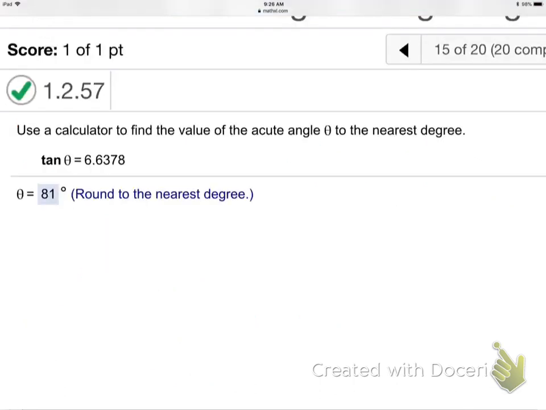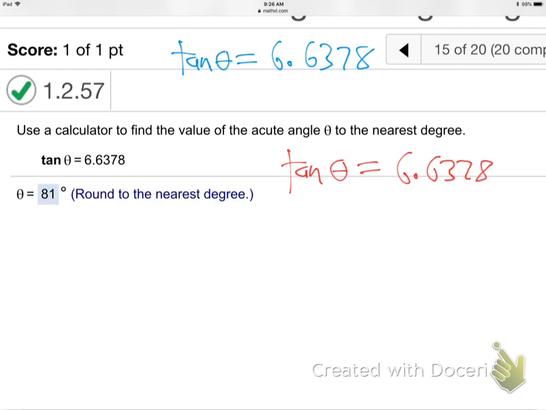Okay, so I've got the answer already there for you. They're telling me tangent of theta is 6.6378. Tangent of theta. Is everybody tracking with me? Let me bring it down here where I can have a little more room. 6.6378. There we go. And look what they want. They're saying, hey, give us theta. And I've already found the answer. Let's see how I found it. They're saying, find theta for me. Get theta alone.